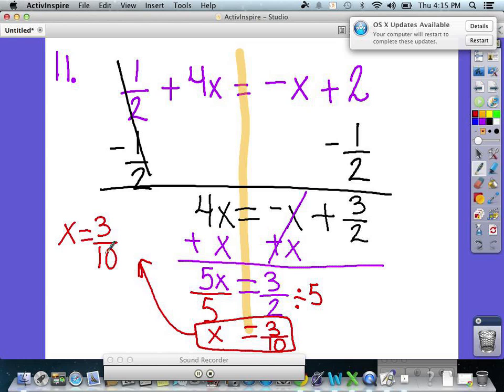All right, that one looks good. We're going to go to another problem. Our next problem will be number 14. Number 14 is a longer problem, but we can do it as well.